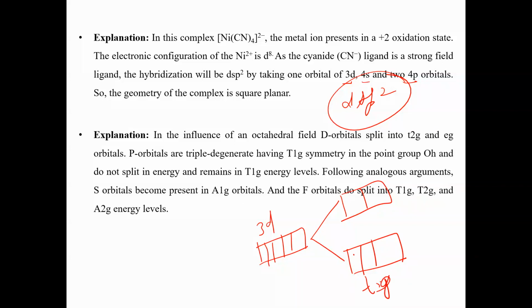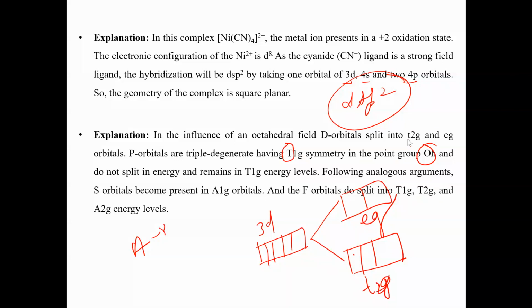It will be a triply degenerate configuration. It will be a doubly degenerate configuration. So the same thing is written here. In the influence of an octahedral field, d orbitals split into T2g and Eg orbitals. P orbitals are triply degenerate. Okay, basically T means triplet and A is singly degenerate. So in the point group Oh, the p orbitals are triply degenerate and do not split in energy and remain in these levels, right?